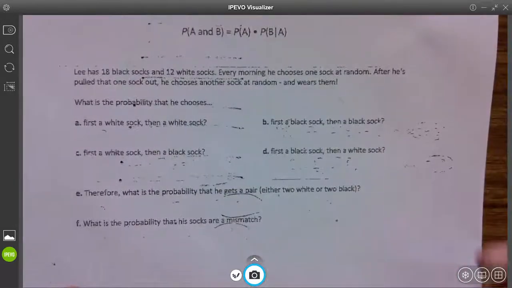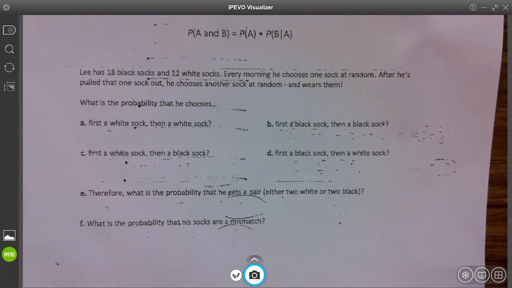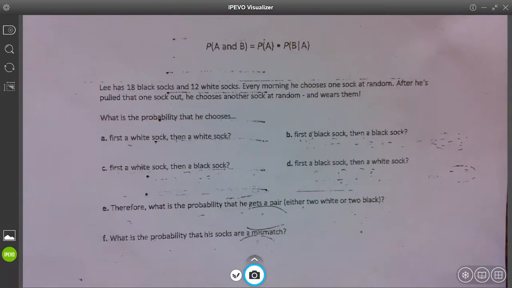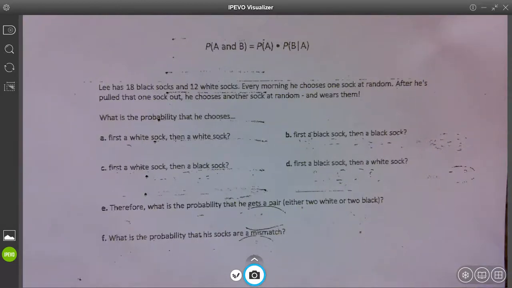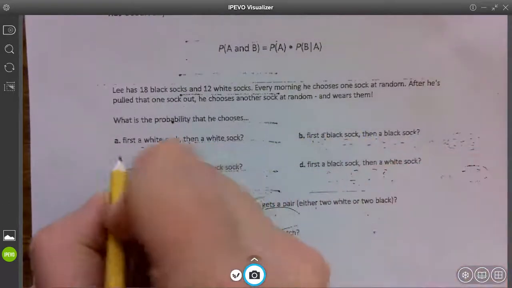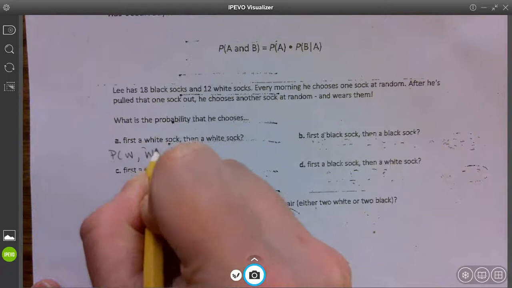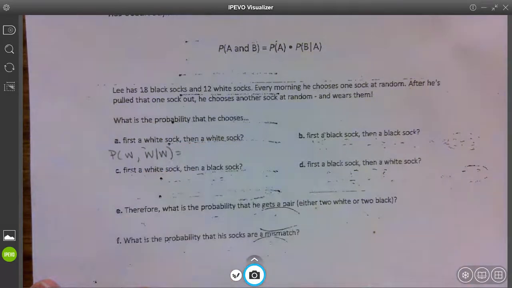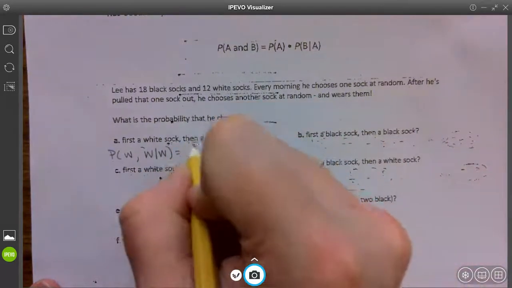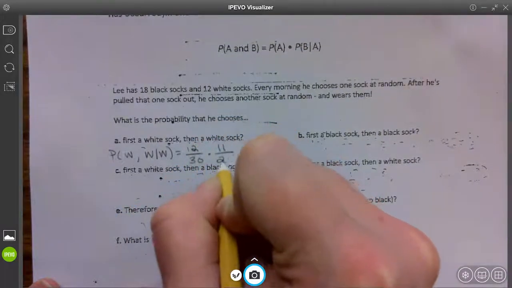Let's try our last example. It says Lee has 18 black socks and 12 white. Every morning he chooses one sock at random. After he's pulled that one sock out, then he chooses another sock at random and wears them. So what's the probability he chooses a white sock and then a white sock, given that a white sock just happened? Well, there's 12 white socks out of 30, and then 11 white socks out of 29.